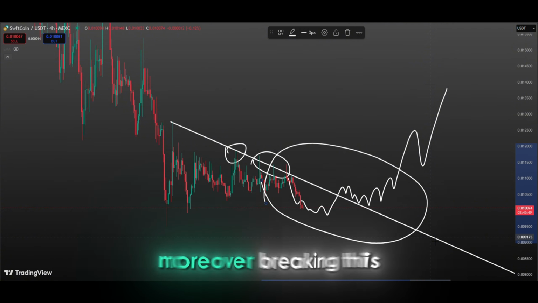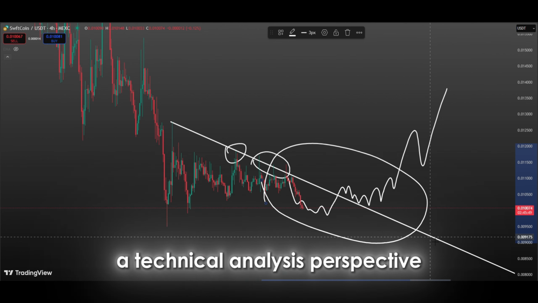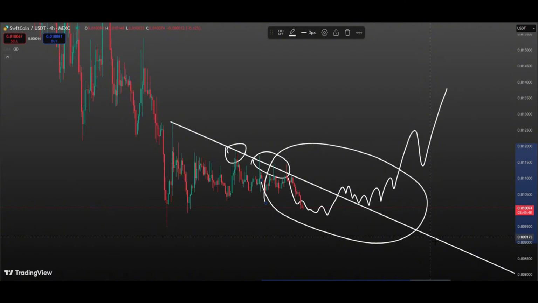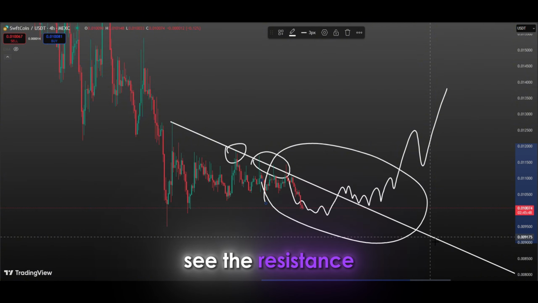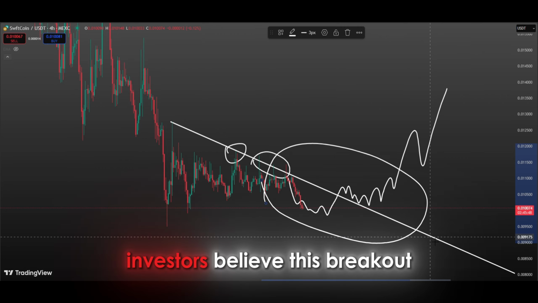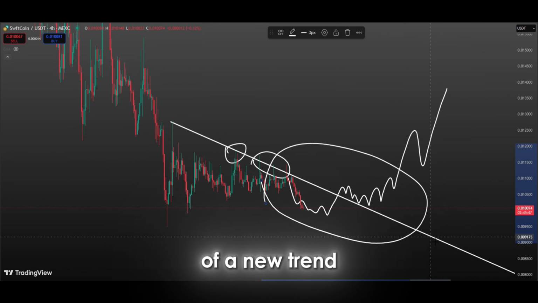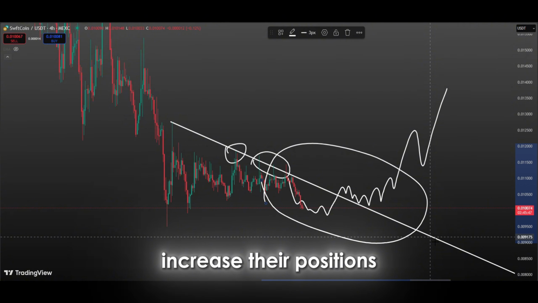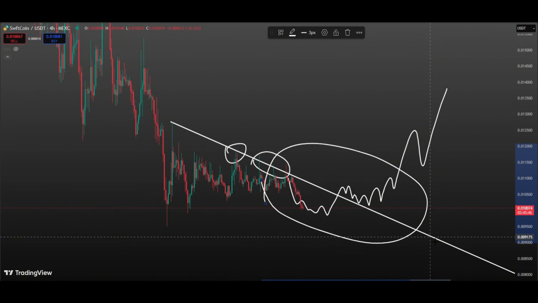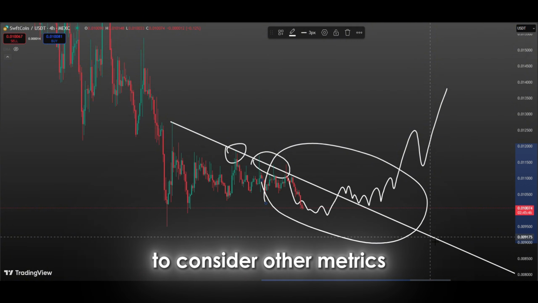Moreover, breaking this descending trend is important not just from a technical analysis perspective, but also from a psychological standpoint. When market participants see the resistance level being broken, they tend to buy more. Investors believe this breakout marks the beginning of a new trend, leading them to increase their positions, which enables the price to move upward quickly. You can wait for this trend breakout for a buying opportunity. However, it's not enough to just look at trends. We also need to consider other metrics.